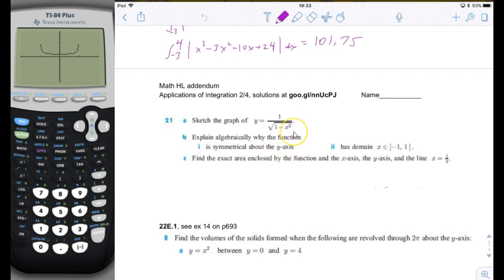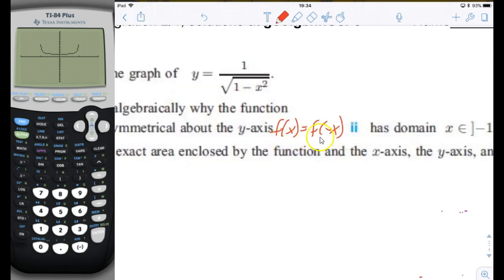Well, think about it. If I put negative x in for x instead of x, do you see how I would still get the exact same function, 1 minus negative x quantity squared in the bottom? I would still get 1 minus x squared, right? So when you can put negative x into the function and it comes out to be the exact same function, what that means is it is symmetric about the y-axis. Okay, that's the test, to plug in f of negative x, just like that.